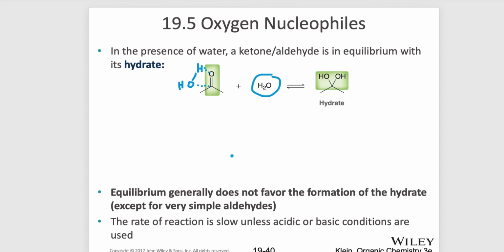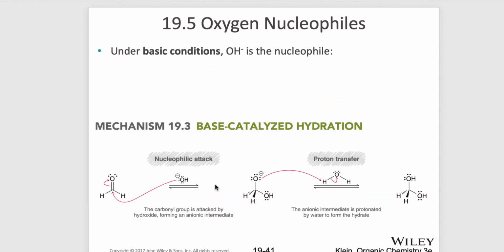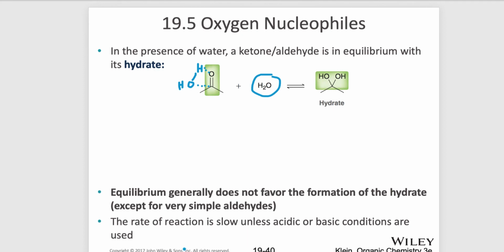The equilibrium generally does not favor the formation of the hydrate except for very simple aldehydes, but we can formulate a lot of different reactions here. The rate of reaction is slow unless we have acidic or basic conditions. So we might need to add some persuasion here by adding something else on the reaction arrow, but this is just a very general scheme here.